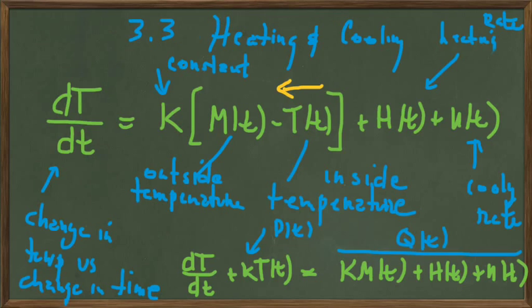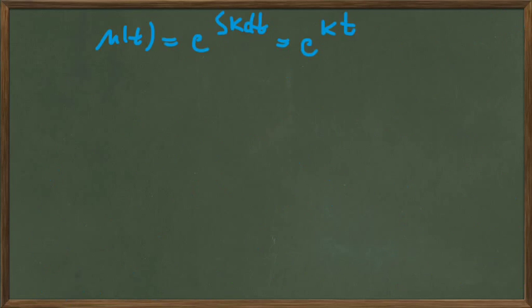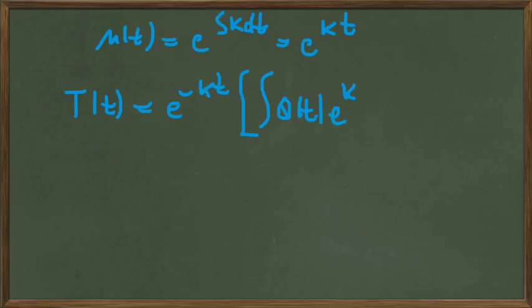So mu of t would be e to the integral of k dt, which would be e to the kt. And so back here we're solving this differential equation for capital T, the temperature. So capital T would be 1 over mu of t, which would be e to the minus kt, times the integral of Q of t, mu of t, which is e to the kt, dt plus c. And so there is our model for temperature at time t. So let's work two examples here.